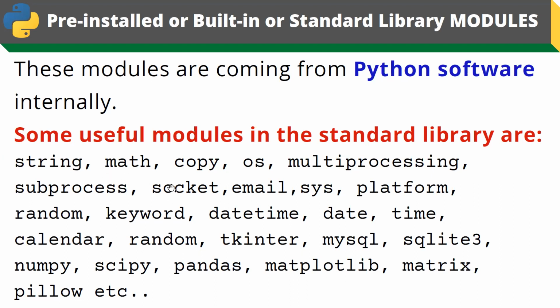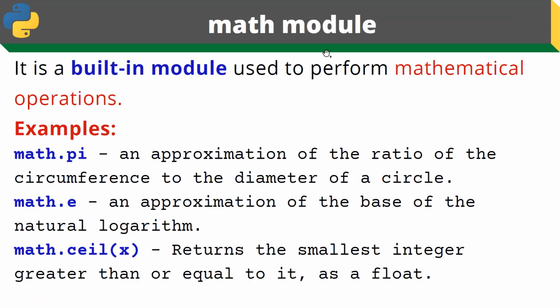We already saw some examples of the math module. Random also we have just seen. Now we will see some more: date, time, keyword, calendar. Let us see the built-in module we already explained, and some more operations. The math module is a built-in module used to perform mathematical operations. In earlier programs we used square root, absolute, and some other mathematical functions related to the math module. Here you can see some more functions.